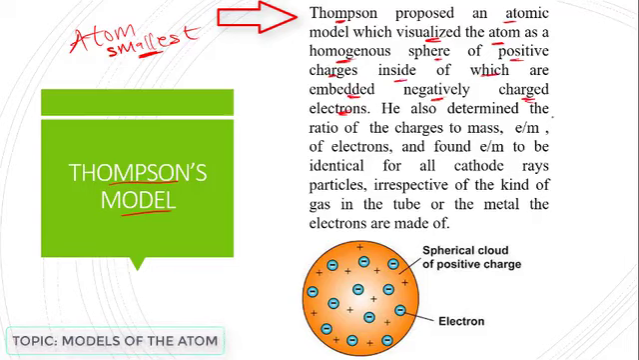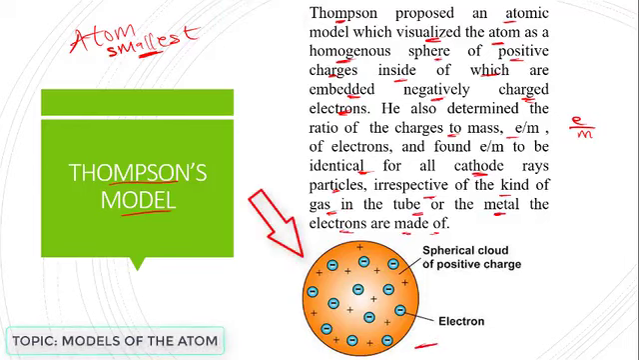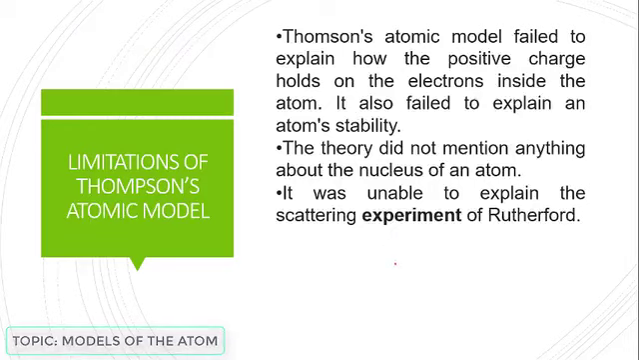He also discovered that the ratio of charge to mass, in other words electron charge over mass of electron, was found to be identical for all cathode ray particles, irrespective of the kind of gas that was in the tube or irrespective of the metals that the electrons were made of. As you can see from the diagrammatical representation here, electrons are depicted to be part of a spherical cloud of positive charges, with the electrons existing very close to the outer shell.